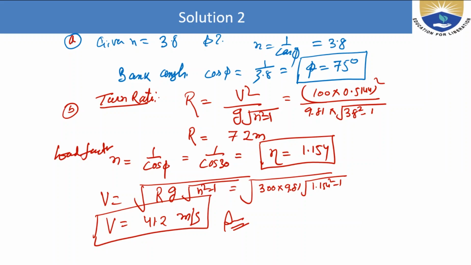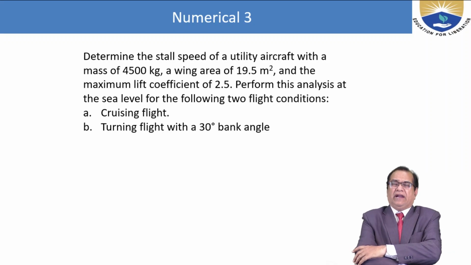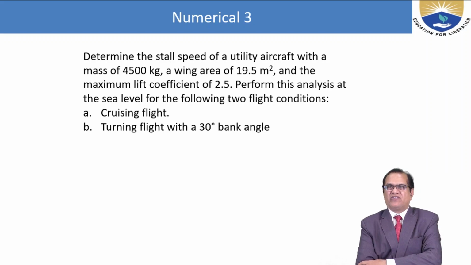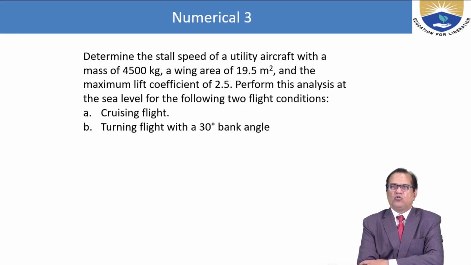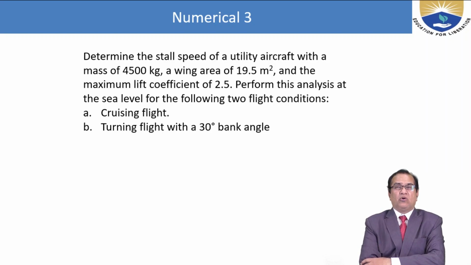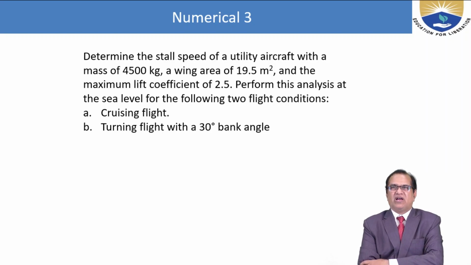Now we will go for problem number 3. Okay, we will see what the problem is. Determine the stall speed of a utility aircraft with a mass of 4500 kg, a wing area of 19.5 meters square, and a maximum lift coefficient of 2.5. Perform this analysis at sea level for the following two flight conditions. One is the cruising flight, another is the turning flight with a 30 degree bank angle.